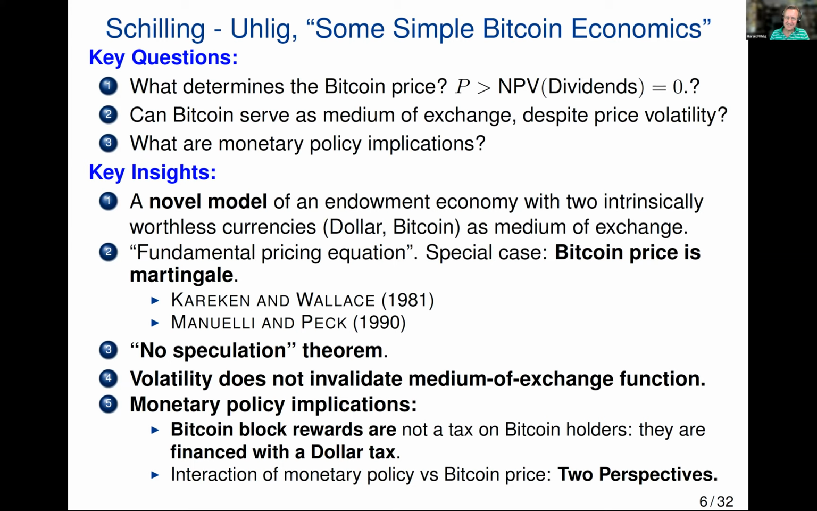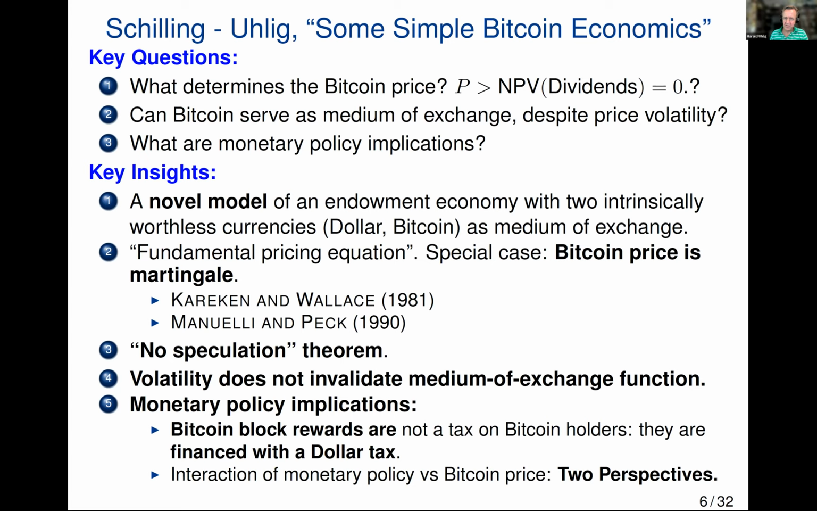So why do people hold on to them? It's a really interesting question that you might want to think about once you have this fundamental pricing equation. Now, once people spend all the currencies, you get immediately the result that volatility does not invalidate the medium of exchange function, because it's just used. And you're getting rewarded. That's the pricing equation: you get rewarded for the volatility by the appropriate risk premium. The risk premium could be negative, of course.